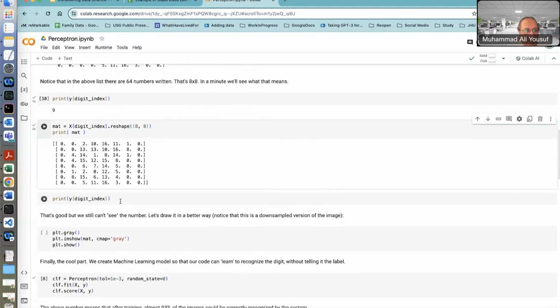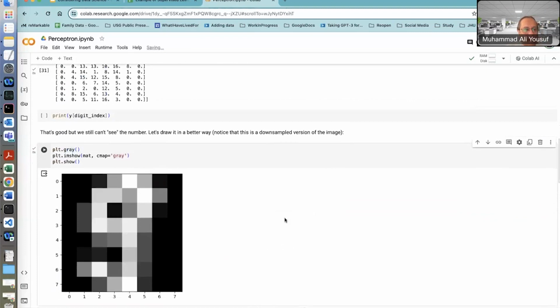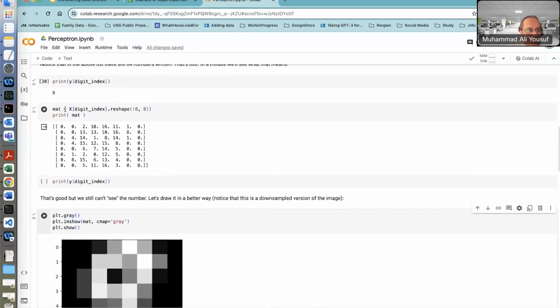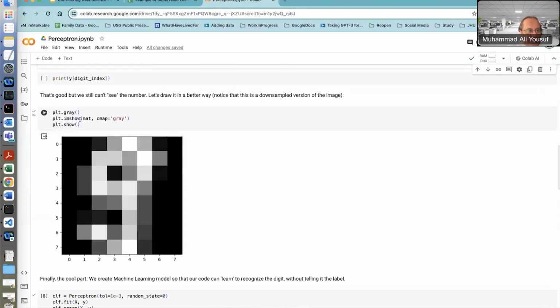I want to see how it looks. This is not needed, but let's make a map of this. I am plotting the same thing, but now, rather than plotting it as a matrix, I'm saying plot that as an image. So I'm showing an image. And now if you see it from a distance, you will see that this is actually a 9 written. Very ugly 9, but it is a 9.